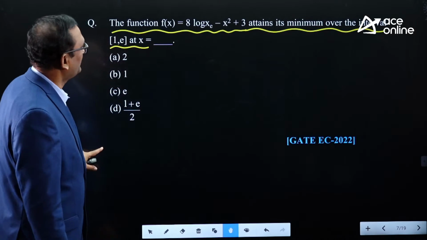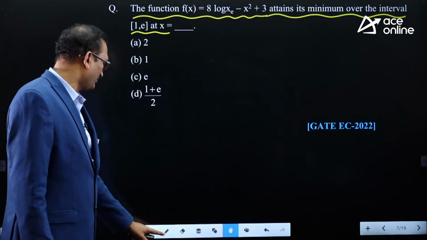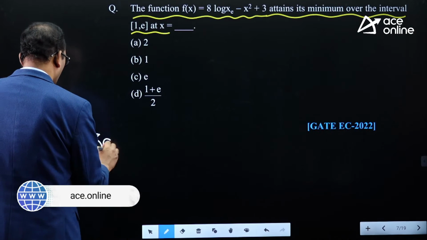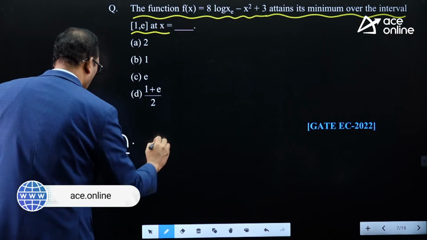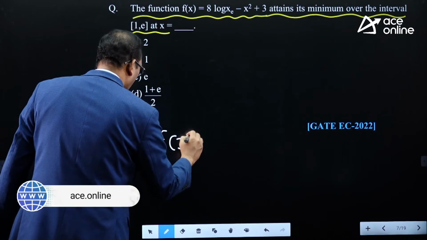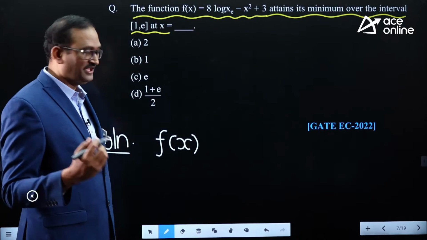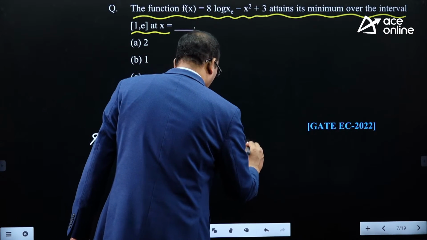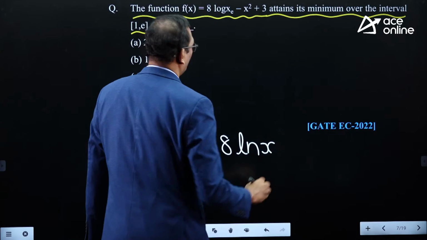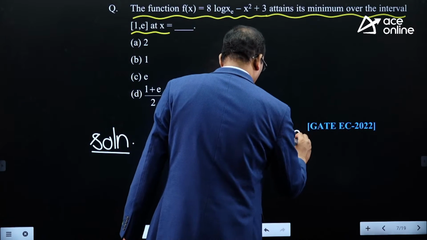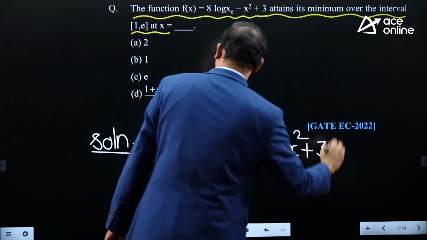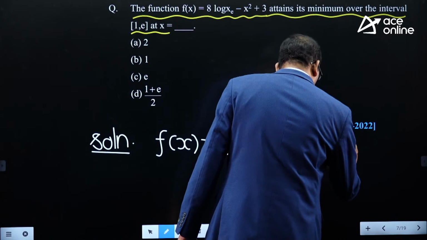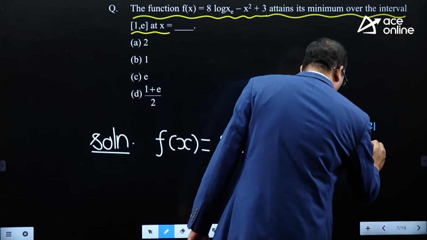Now, take the given function and remember the procedure that we discussed regarding global maxima and minima. F of x equal to 8 log x to the base e, that is 8 ln x, minus x square plus 3. That was defined in which interval? 1 comma e. Small e means 2.718.